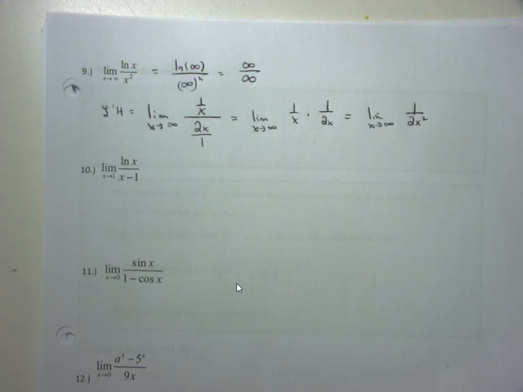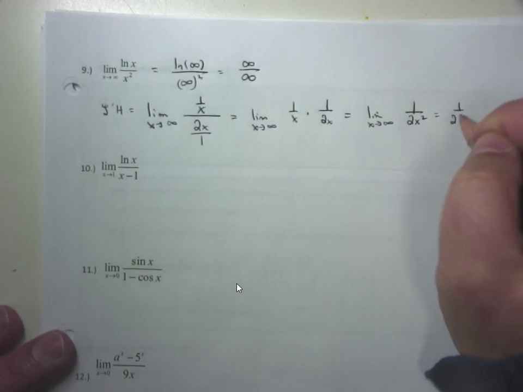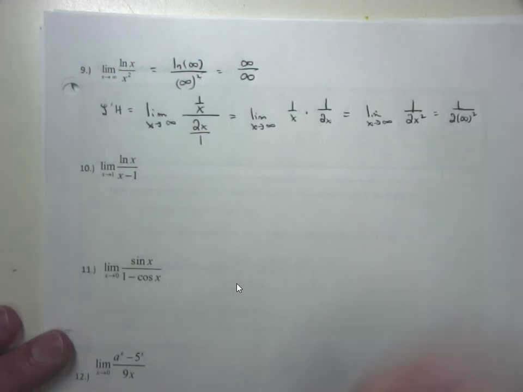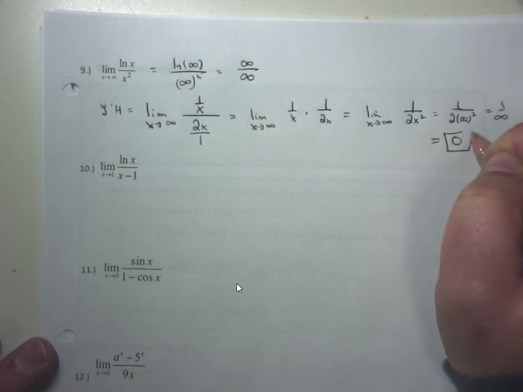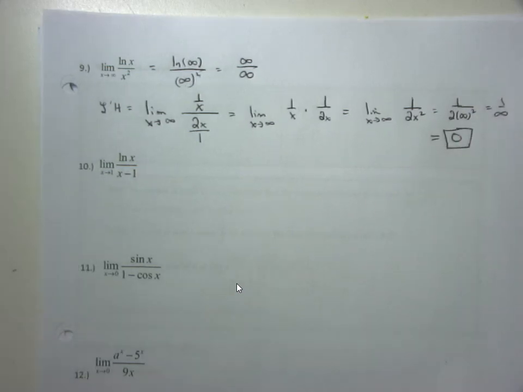So plug it in. When I plug it in, I get 1 over 2 times infinity squared. Infinity squared is infinity times 2. So it's 1 over infinity, which is, the answer is 0. Does that make sense? Questions? Look at the next one.